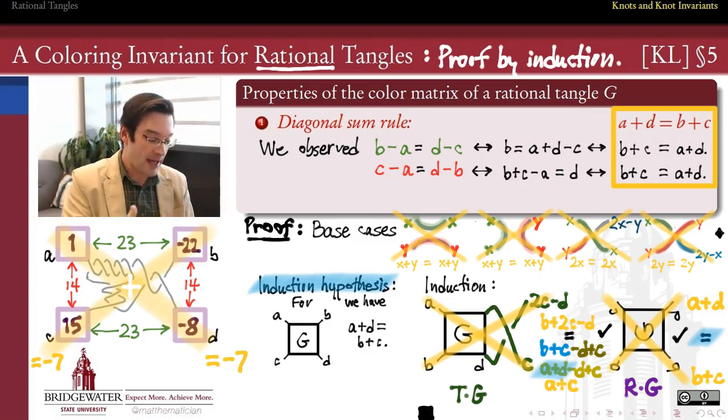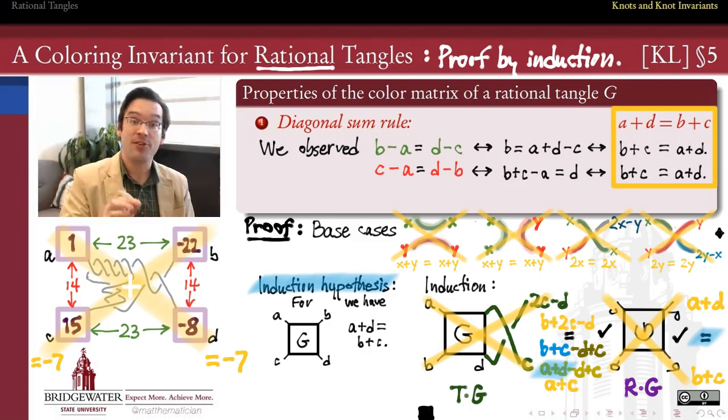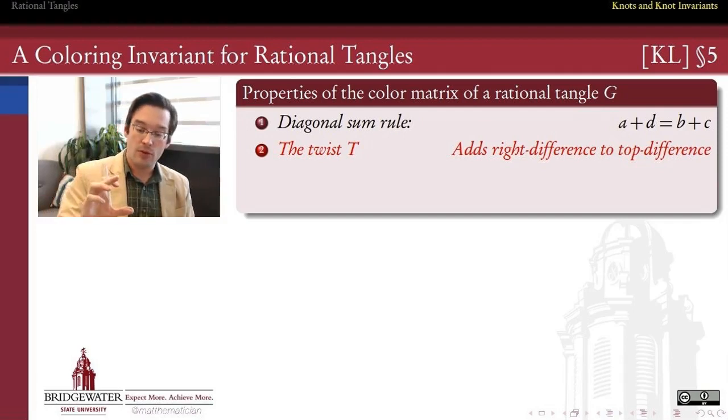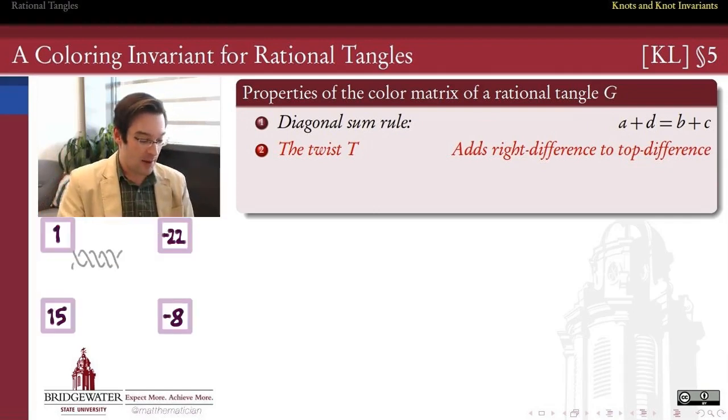So now we know anyone hands me a rational tangle, and any way that I choose to color that rational tangle will satisfy this diagonal sum rule. That seems super important. What else? What other mileage can we get out of these rational tangles? We can also ask what happens to the coloration when I add a twist to a rational tangle. We saw kind of an example on the previous slide. So what's going to happen if I apply a new twist to a rational tangle?